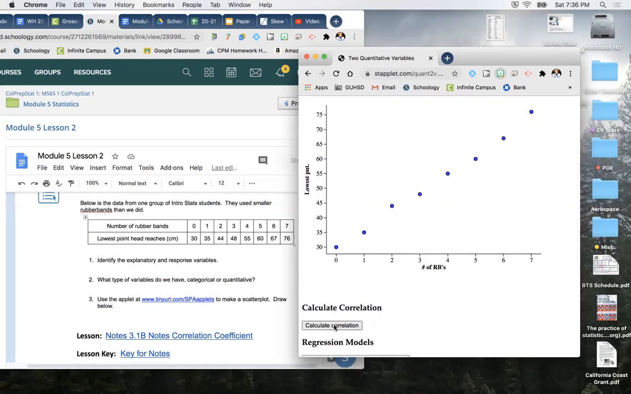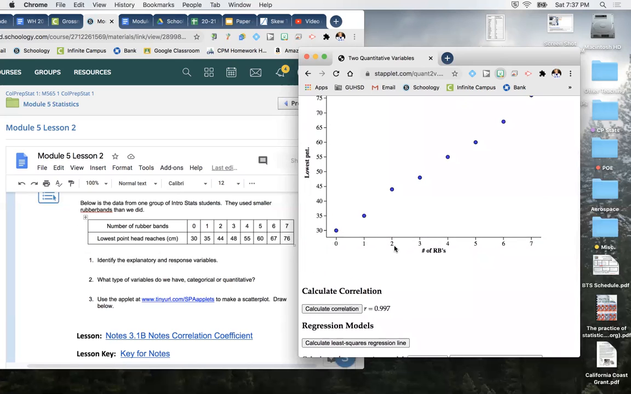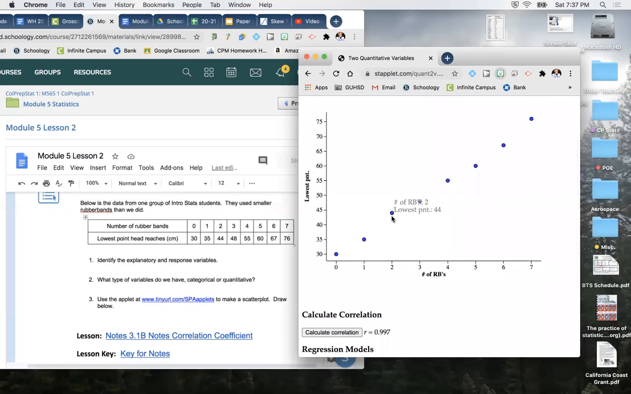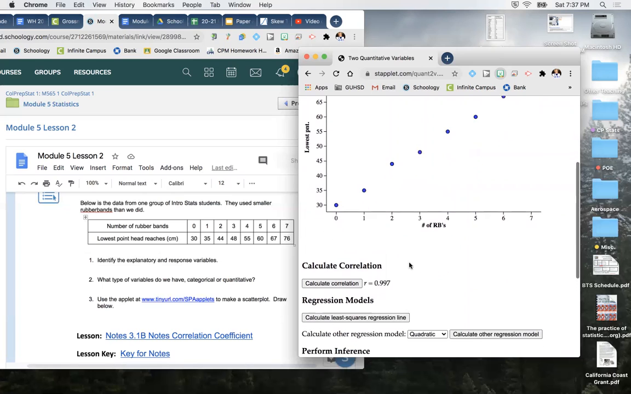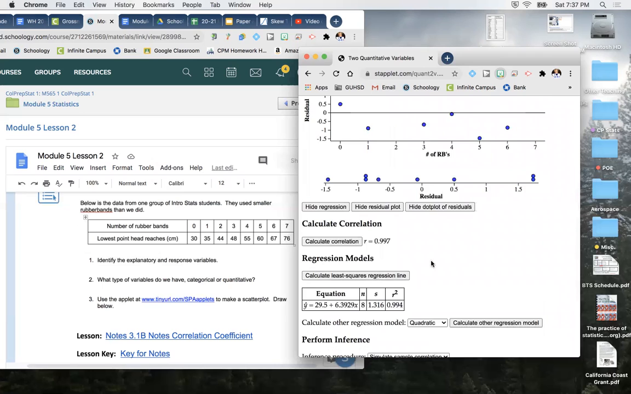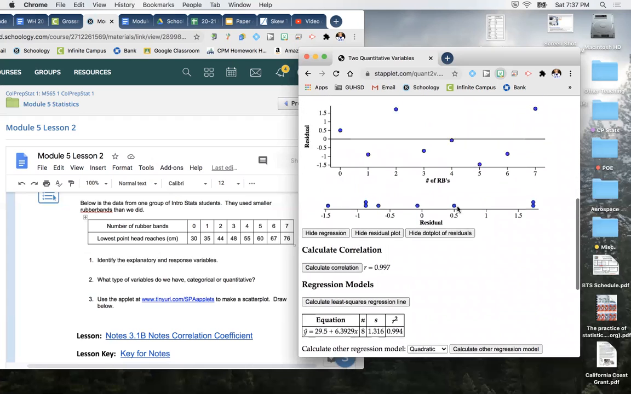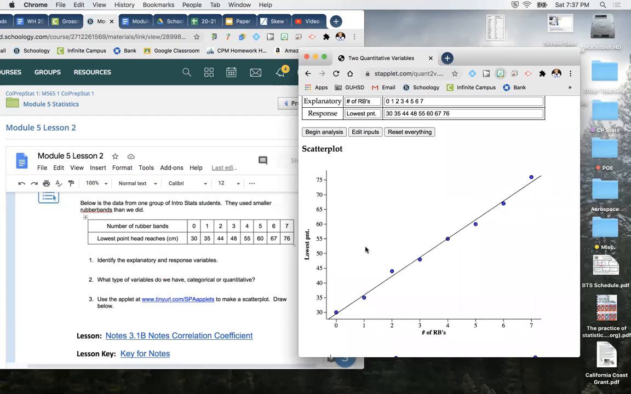Okay, the next thing that you'll notice in the Statplet, this is so awesome, you can calculate that correlation that we were talking about. The correlation right there is 0.997. That is almost perfectly linear data. In fact, I think this one is throwing it off a little bit. But that's almost perfectly linear data because an R of 1 literally means every single point is on the line. This is extremely strong. We're going to also be calculating least squares regression lines, and this applet does this for you. This is a beautiful, beautiful program.